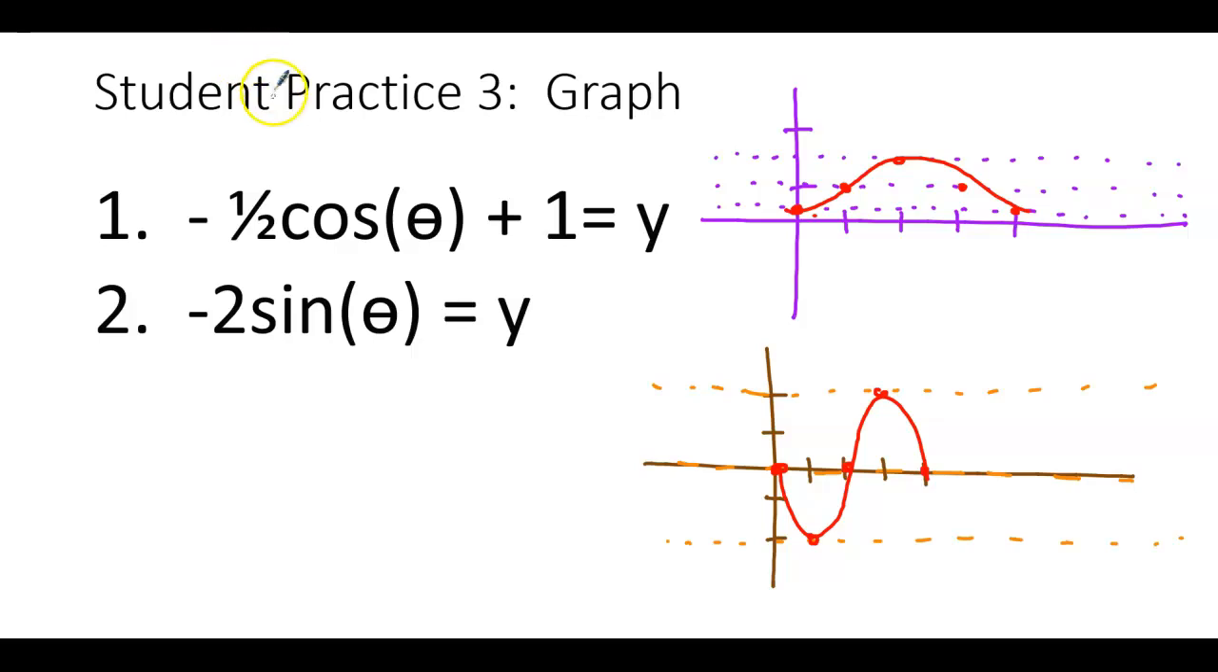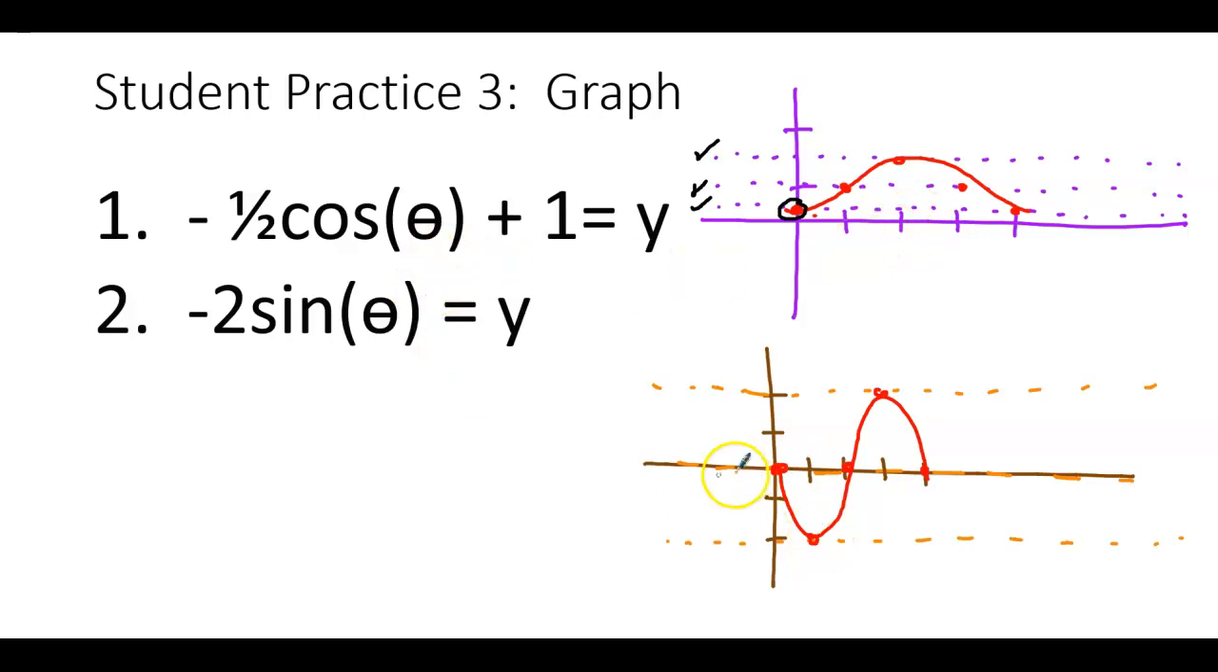All right, guys, so here's your answers. Once again, let's check our work. First of all, your midline for number 1 should have been at 1. Your maximum should have been at 1.5, and your minimum should have been at 0.5. Now your graph, since we have a negative multiplier in front of the cosine, should have started down here at the minimum and gone up from there following the usual pattern.